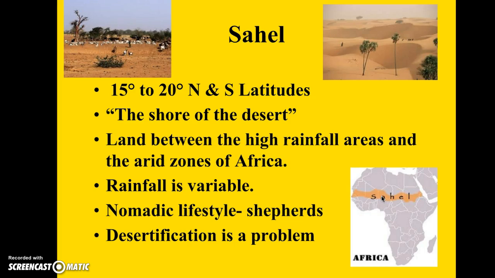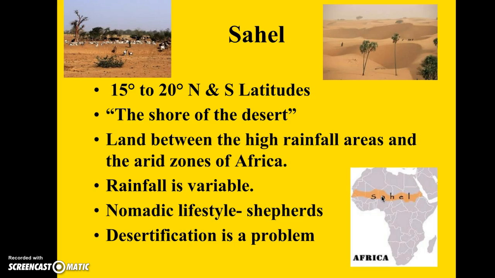Rainfall is variable. It's like the savanna, in that you're not going to get a lot of rain here consistently. But the difference is, in the savanna, you might get 30 or 40 inches of rain in a year. In the Sahel, you're going to get 15 inches of rain a year. It's still more than a desert, but it's not enough to maintain any kind of real agricultural lifestyle. So most of the people that are here are nomads. They move from source of water to source of water. Now remember, when we talk about the nomadic lifestyle, nomads are not wanderers.